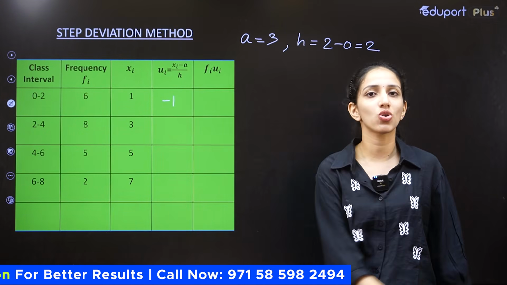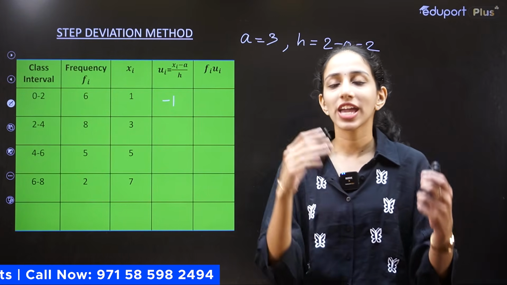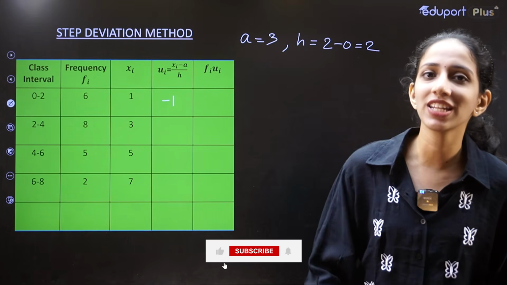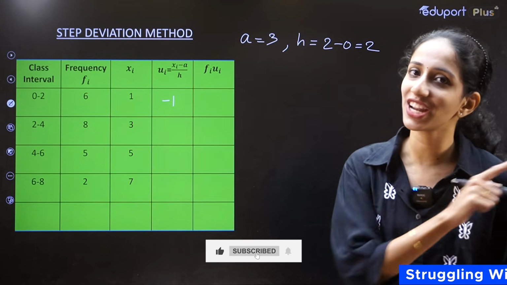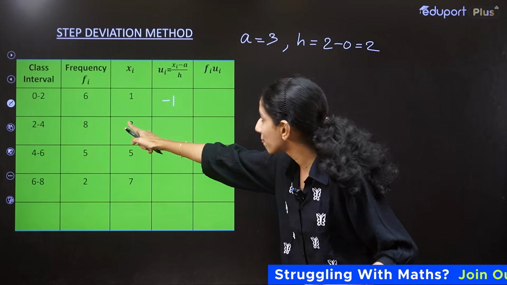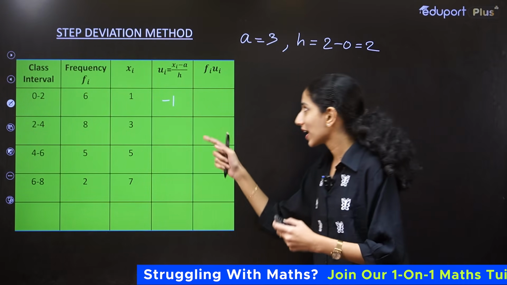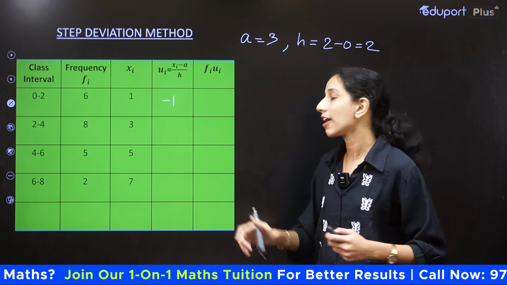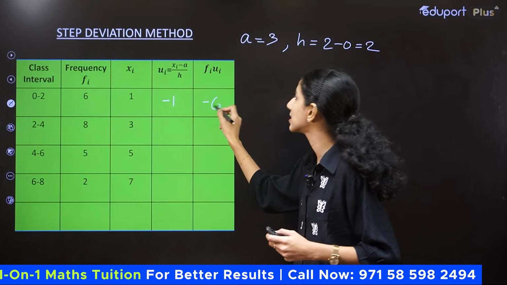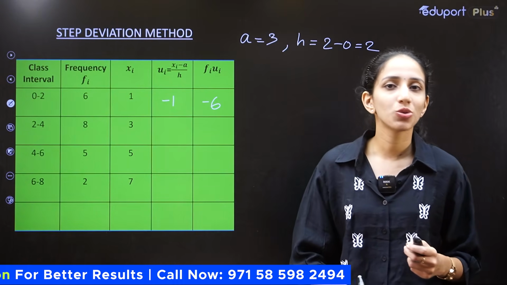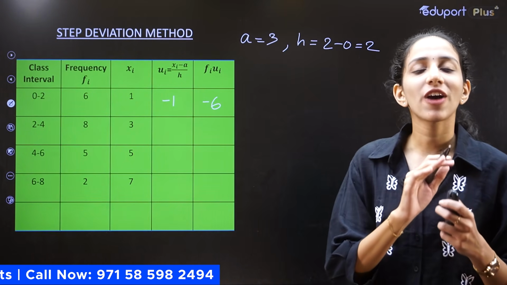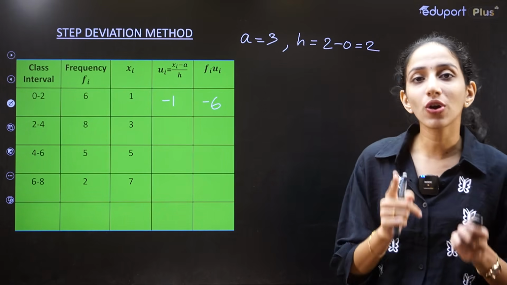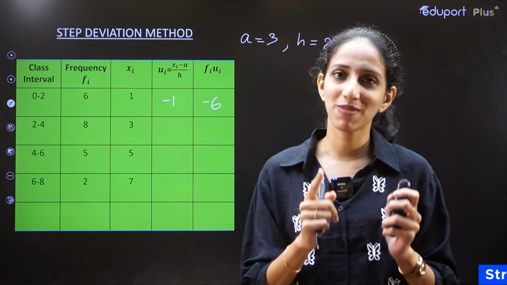Then what will be the next column? Fi into ui. We have fi. We have ui. So it is easy to find the product of fi and ui. Here we have fi, fi is equal to 6, and here we have ui, ui is equal to minus 1. So what will be fi into ui? Fi into ui becomes minus 6. 6 into minus 1 is equal to minus 6. So this way you can find all the values of fi into ui. And if you get that, it is easy to find the mean using our formula.